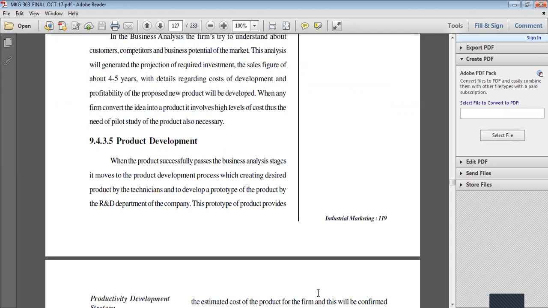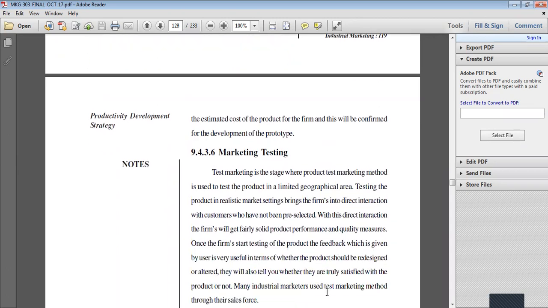Product development: when the product successfully passes the business analysis stage, comes the most important part of the product development process, which is creating the desired product by technical means and developing a prototype of the product by the R&D department of companies. Market testing is the stage where test marketing methods are used to test the product in a limited geographical area. Testing the product in a relevant market setting brings the firms into direct interaction with customers who have not been pre-selected. With this direct interaction, the firms will get fairly sure product performance and quality images.